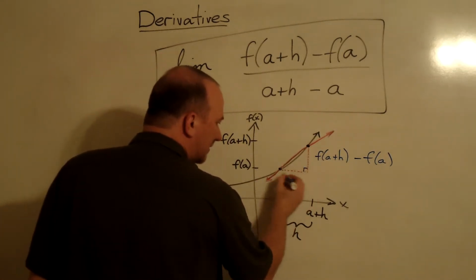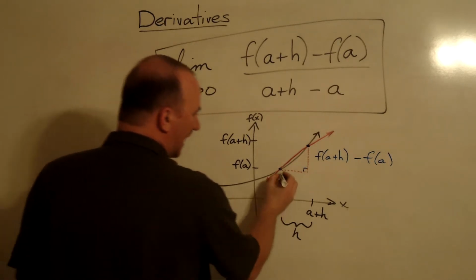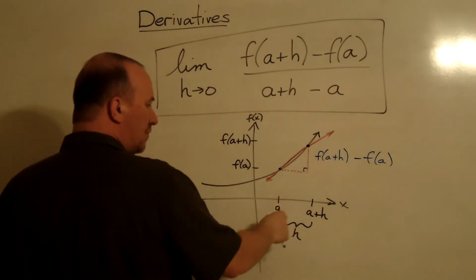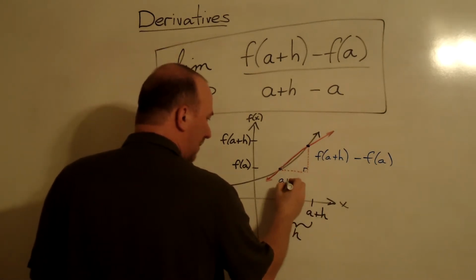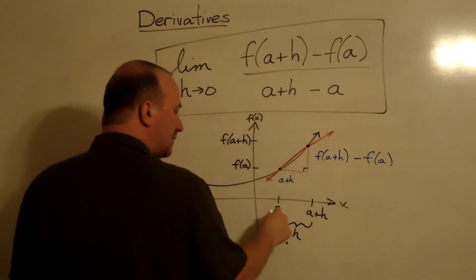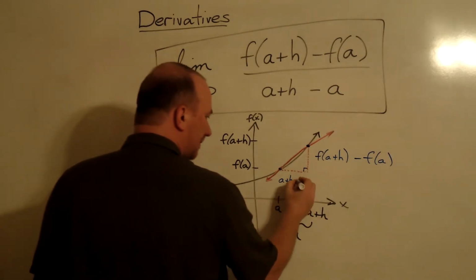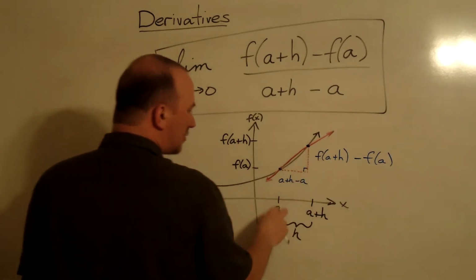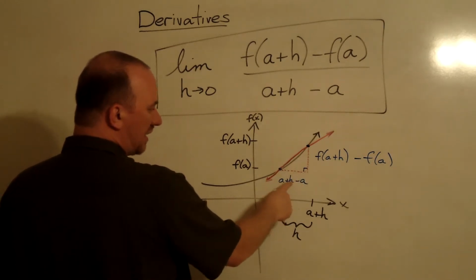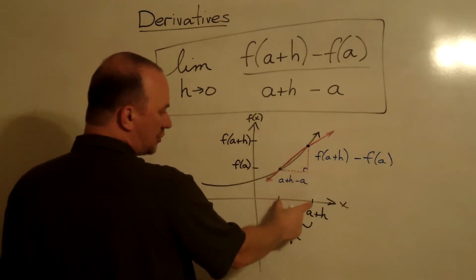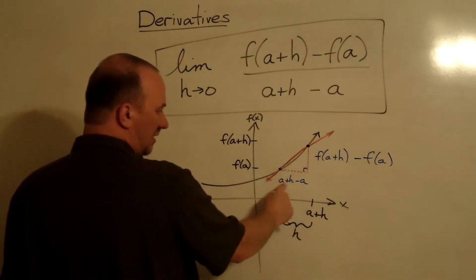This length right here, the base of that triangle, would be, take this coordinate, a plus h, and subtract this one from it. And look what happens. A minus a cancel, and we're left with h, which it should be, because we said that the distance between these 2 things is just h.